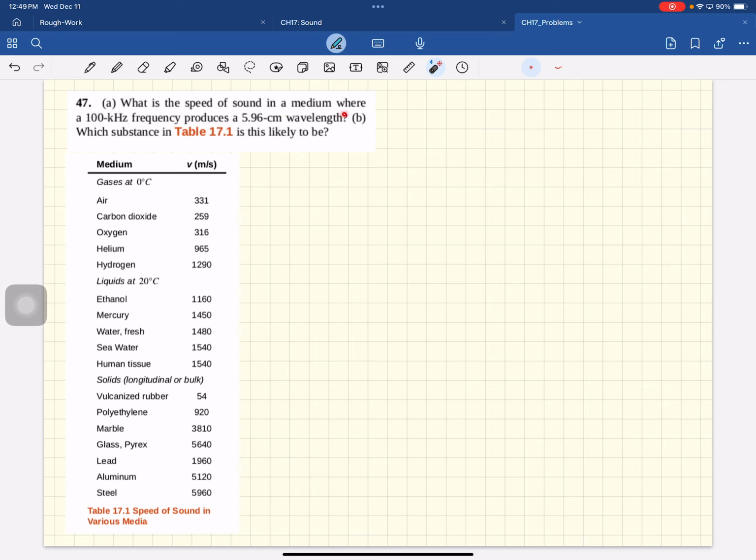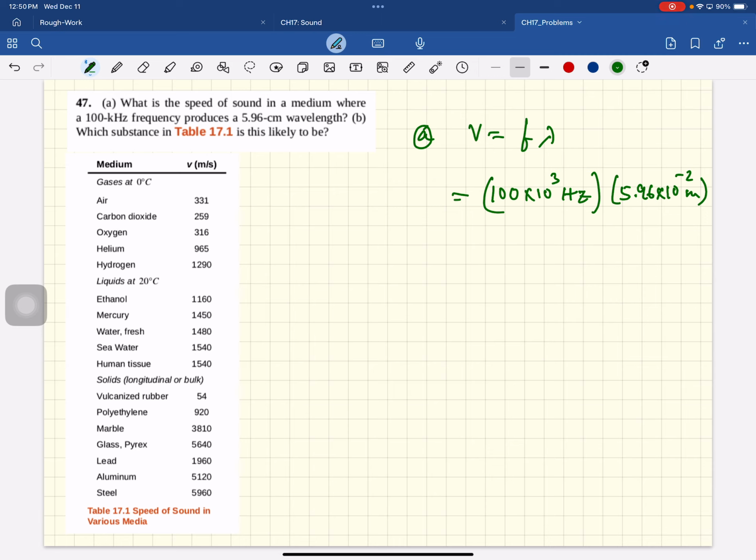What is the speed of sound in a medium where 100 kilohertz frequency produces a 5.96 centimeter wavelength? What substance is it likely to be? Okay, so speed is frequency times wavelength. 100 kilohertz times 5.96 centimeters. A centimeter is 10 to the minus 2 meters. So that gives you 1,000 times that.